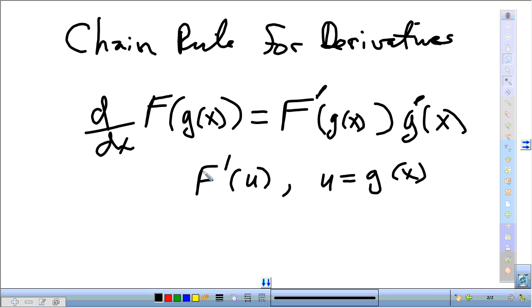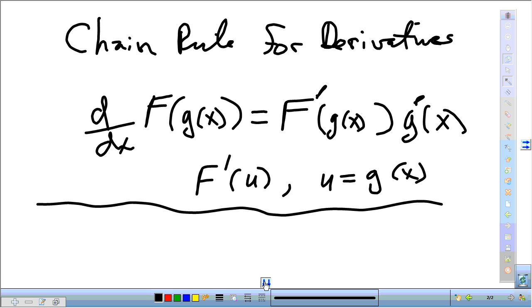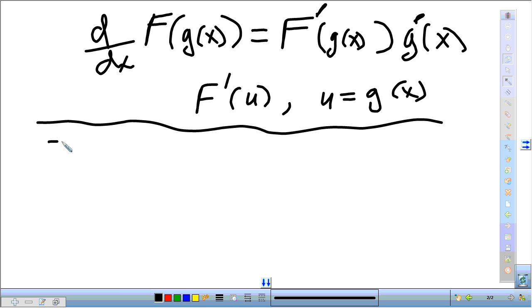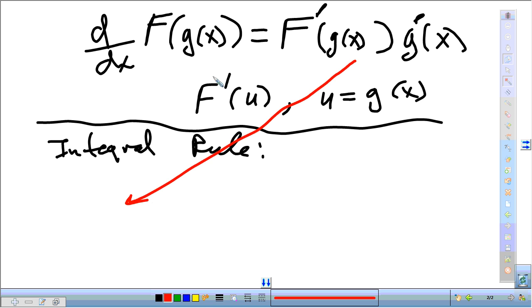So we look at the derivative in terms of the basic substitution u and then substitute back. So that was the chain rule. Now, we can turn that into an integral rule. Well, we switch the order. So, and run this backwards.